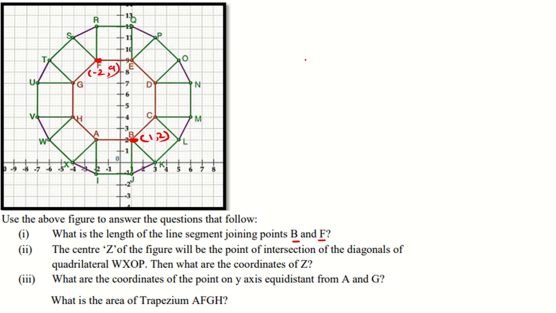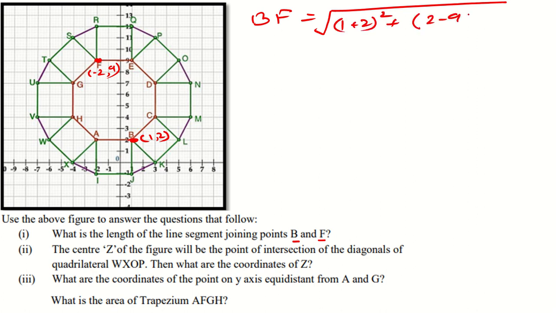Okay, so when you know the coordinates, you can find the distance. BF distance is equal to the square root of (1 minus (-2)) squared, so plus 2 squared, plus (2 minus 9) squared. That means the square root of 3 squared, 9, and here 7 squared means 49, so the square root of 58. Square root of 58. I think it cannot be simplified further, so leave it here.